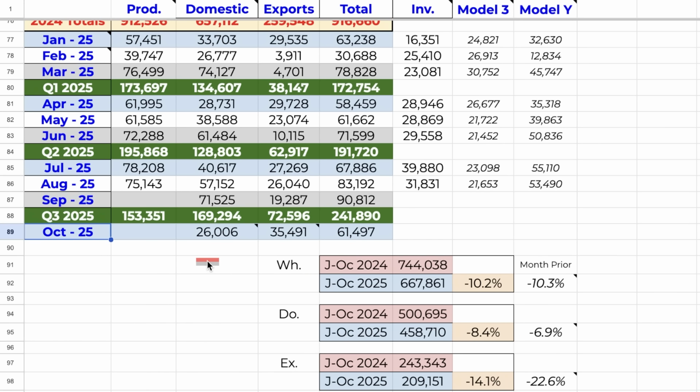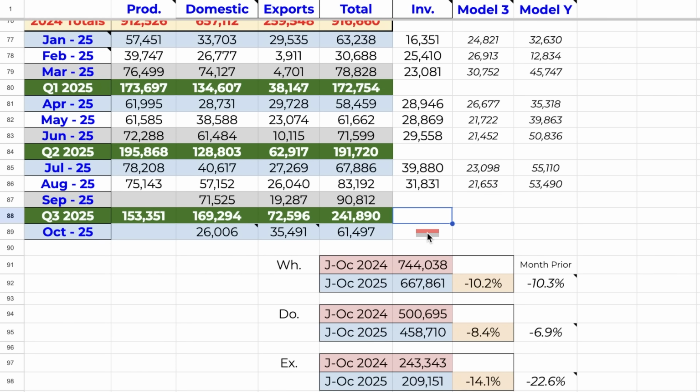We got the breakdown for the domestic and export numbers for Giga Shanghai for October. 26,006 units sold domestically and 35,491 for exports. Again, totaling 61,497 for wholesale. Here's what this means. The export number this month was the highest reading in 2 years. But simultaneously, the domestic reading is the lowest number in 3 years. So going forward, we'll see if this month is an anomaly, but at least for now, Tesla is exporting materially more cars from Giga Shanghai.